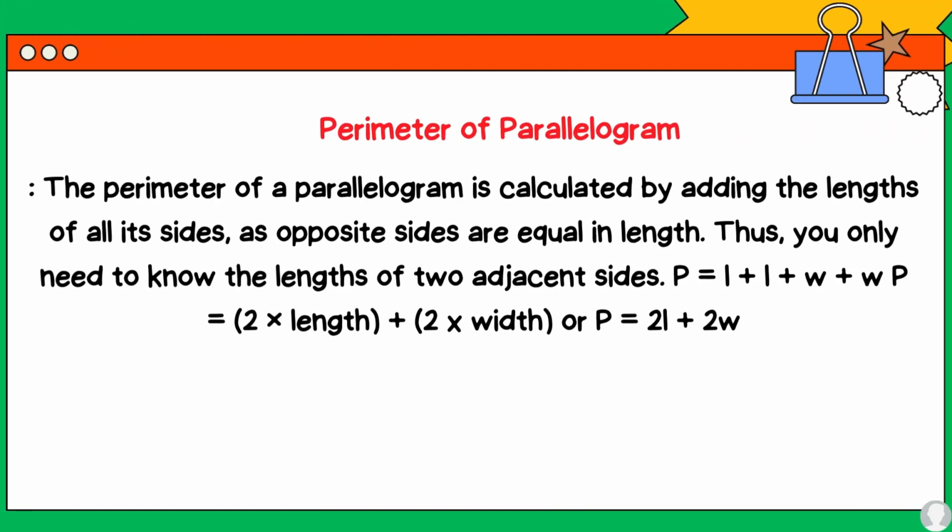So how do we calculate the perimeter of a parallelogram? The perimeter of a parallelogram is calculated by adding the lengths of all sides, as opposite sides are equal in length. Thus, you only need to know the lengths of the two adjacent sides. So P equals L plus L plus W plus W, and that is P equals 2 times length plus 2 times width, or 2L plus 2W.